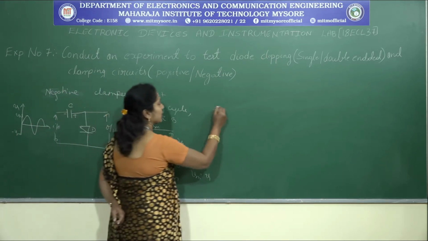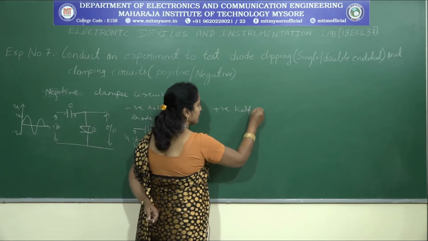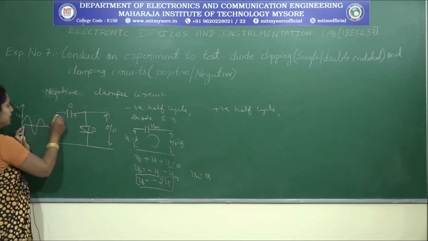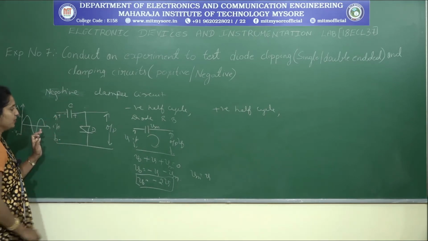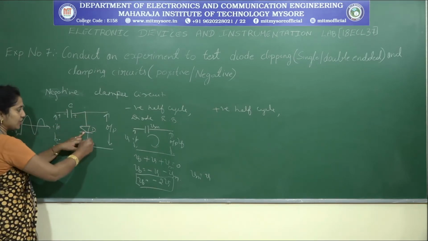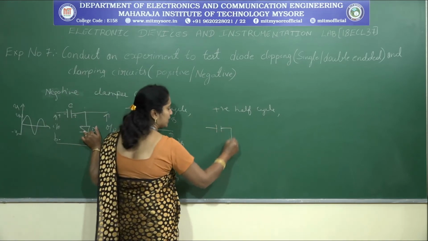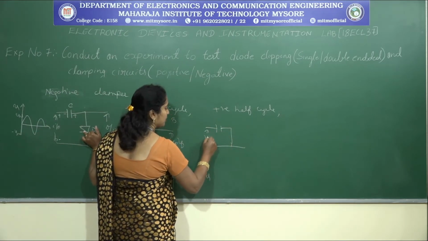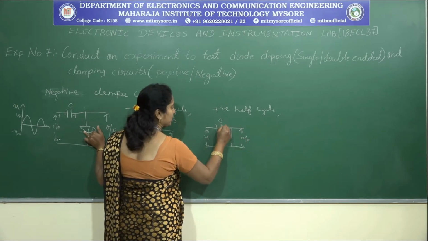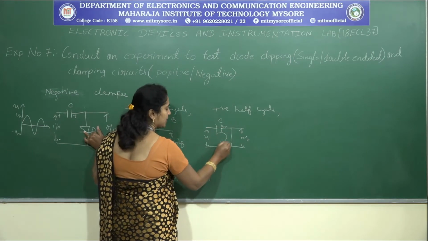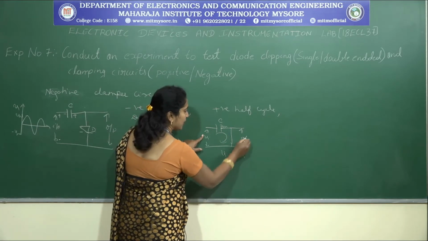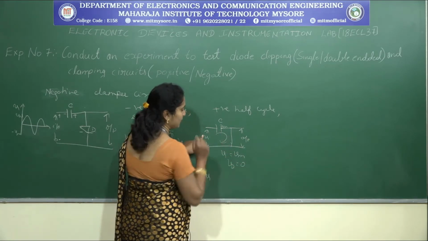Now for the positive half cycle, what happens? In the positive half cycle, this end should be positive and this end should be negative. So here the diode is in forward bias and it acts like a short circuit. This is the Vi, this is the output. The capacitor is going to charge up to Vm. So definitely Vi is equal to Vm and here the output will be equivalent to 0.